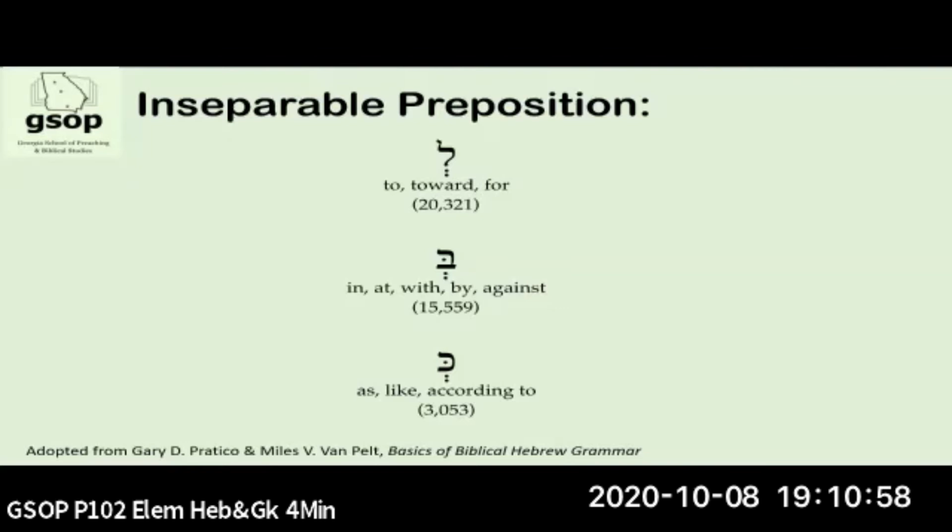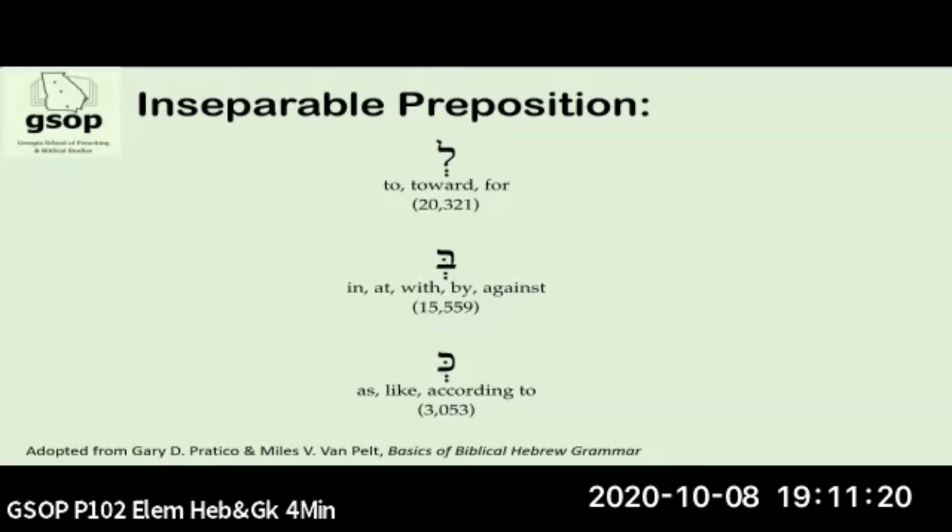There are three major prepositions that you need to be familiar with. They occur most often. The lamed with a shva is a preposition that means to, toward, or for. When it's prefixed to the word, and you find it over 20,000 times in the Old Testament, it would be like to the king. Lamelech, to the king.